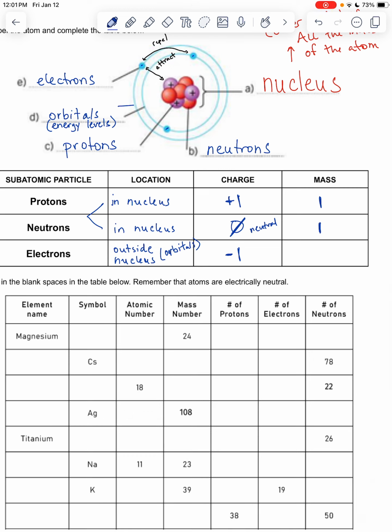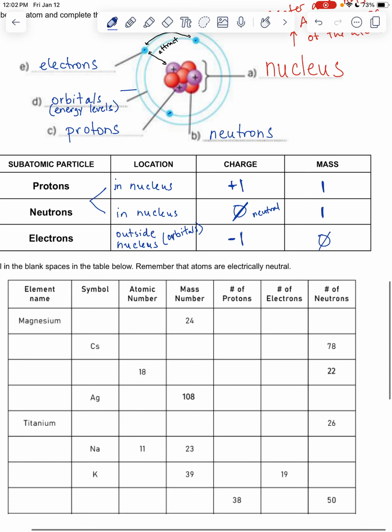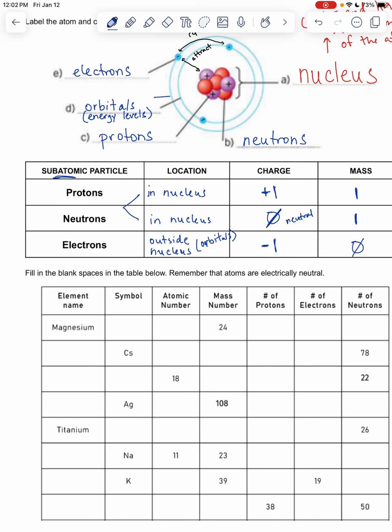And then, of course, you say 0. There is no mass from the electrons. We say that is negligible, which means it's insignificant enough that we don't need to account for the mass of the electrons within the atom. So that's basically the gist of the 3 subatomic particles, lower than the atom, that make it up.